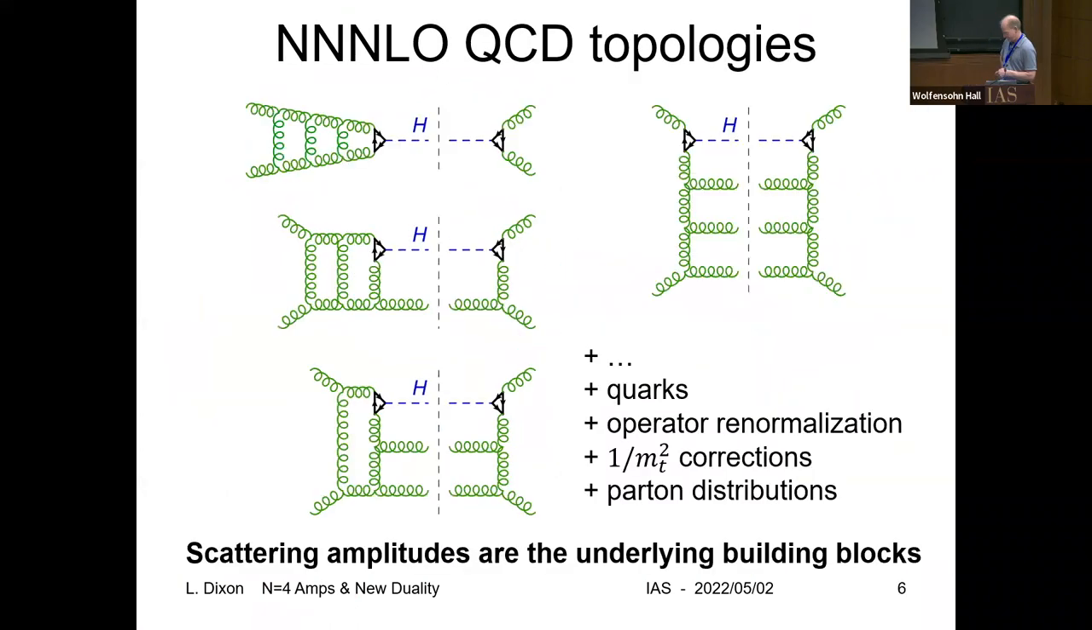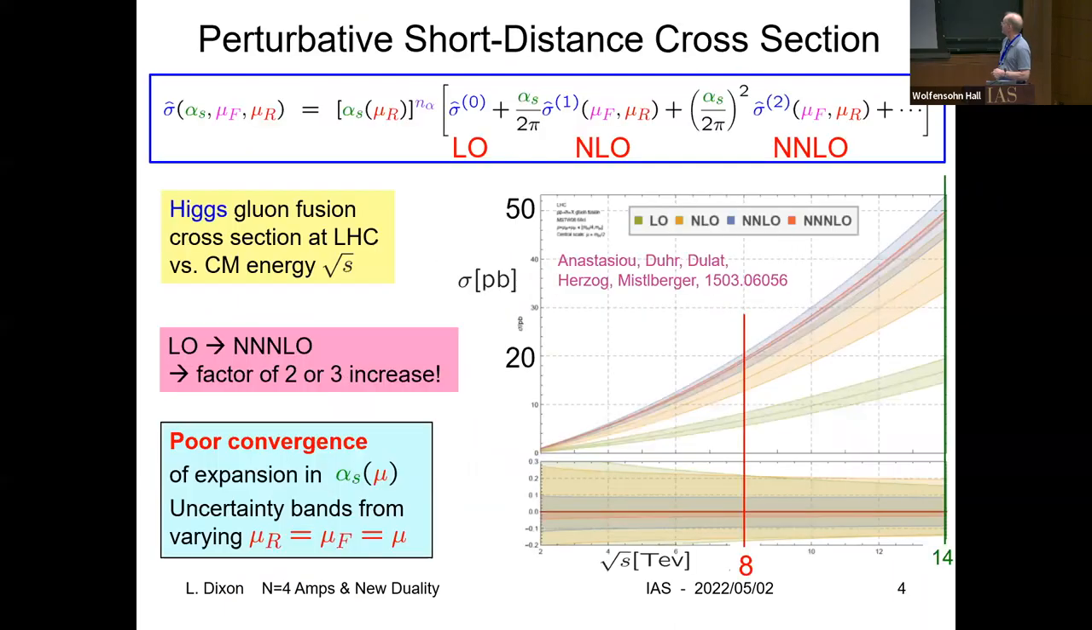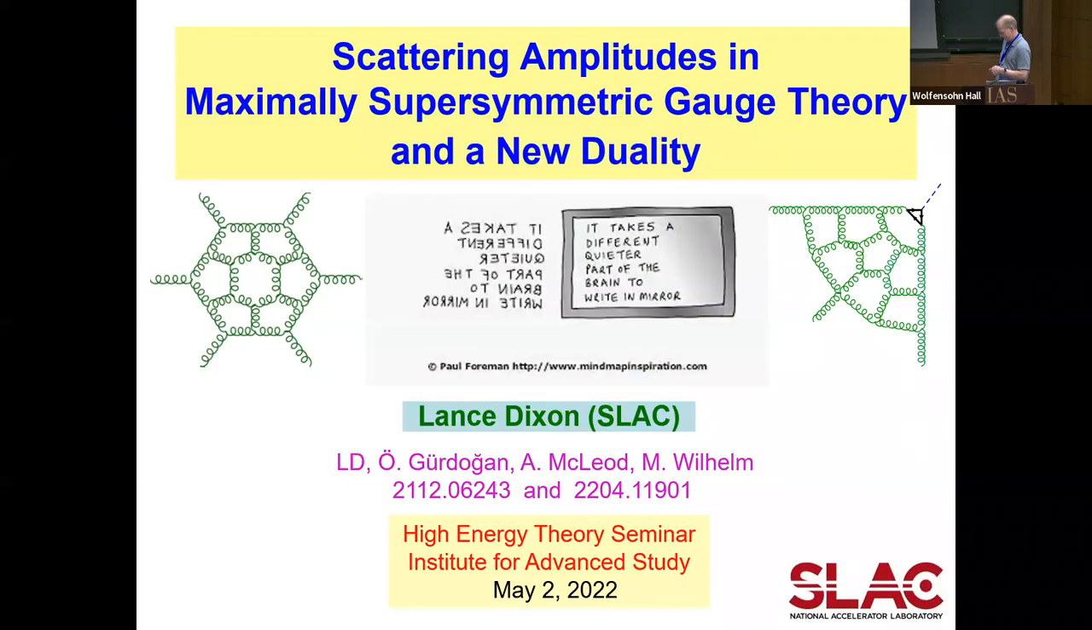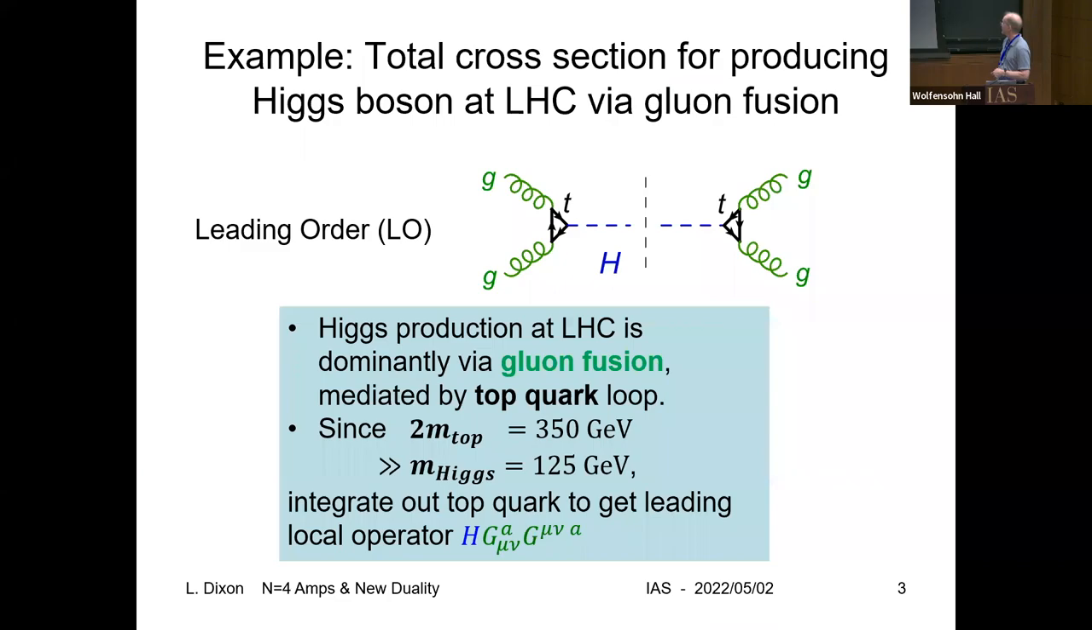Just as an example of things that play a role, if you want to know the production of the Higgs boson at the LHC, the dominant production mechanism is, kind of ironically, gluon fusion to Higgs. It's ironic because the Higgs doesn't talk directly to the gluons, being an uncolored particle. But nevertheless, through the virtual production of a top quark in the loop, the two gluons can couple to the Higgs. This is the leading order Feynman diagram.